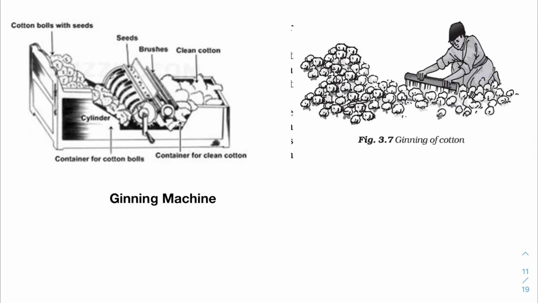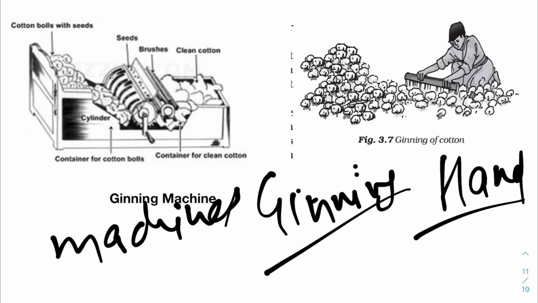Fibers are then separated from seeds by combing. This process is called ginning of cotton. Traditionally, it used to be done by hand. These days, machines are also used for ginning.